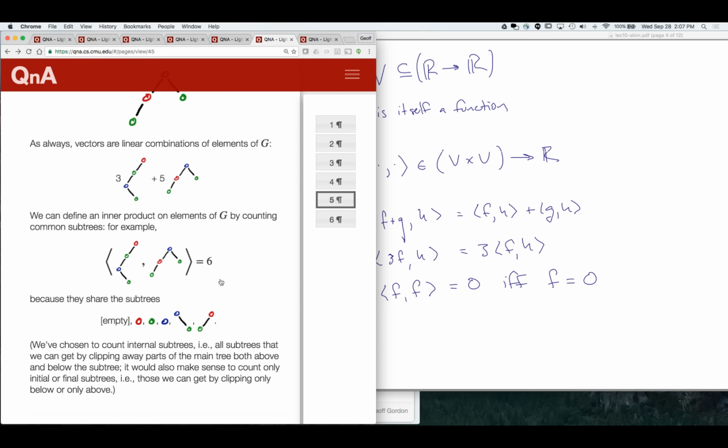And again, there are tons of variants of this. For example, we could look only at initial subtrees that start at the root, or final subtrees that go all the way down to the leaves, although they might not go all the way up to the root, right? And we'll get different inner product spaces every time we describe a different inner product.